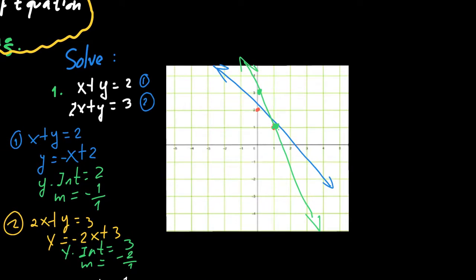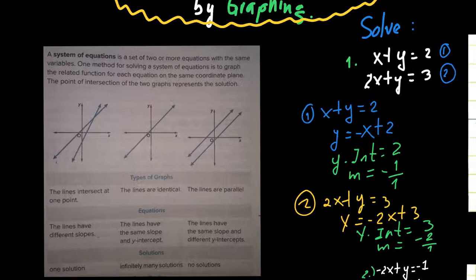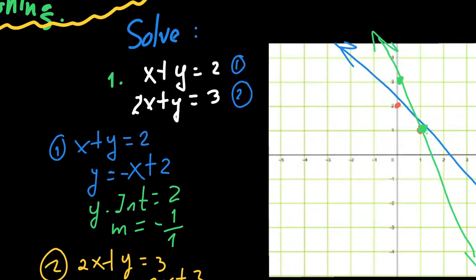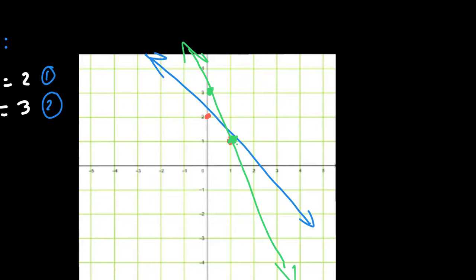In order to determine, let's go back here to this information. What is going to be my solution, guys? My solution is going to be the point of intersection of the two graphs. That is going to represent my solution. Where the graph crosses, that point is going to be my solution. Let's go here and take a look. Where do these graphs match each other?